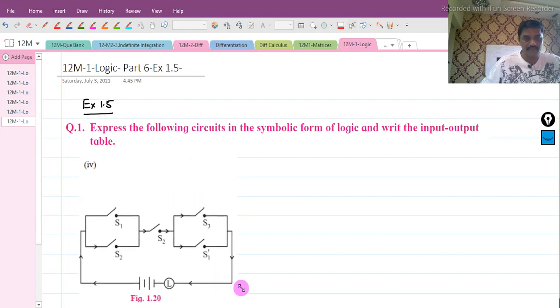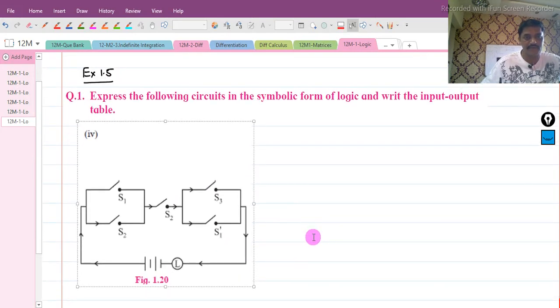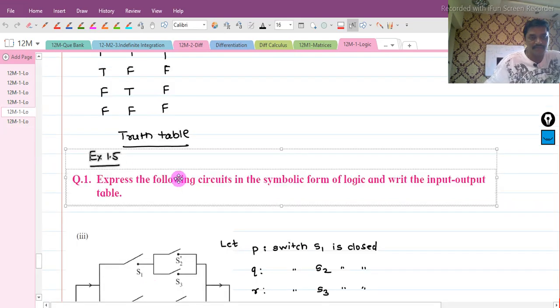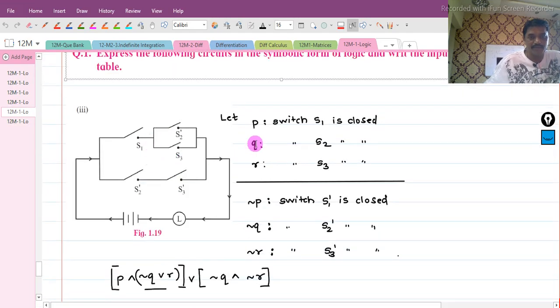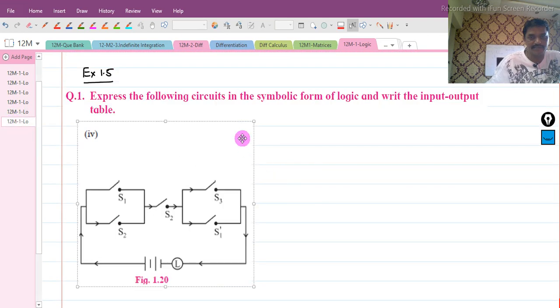What does it say here? They say express the following circuits in the symbolic form of logic and write the input output table. So just like yesterday's sum, for the switches P, Q, R, S1, S2, S3, whatever they are, we have to write statements.